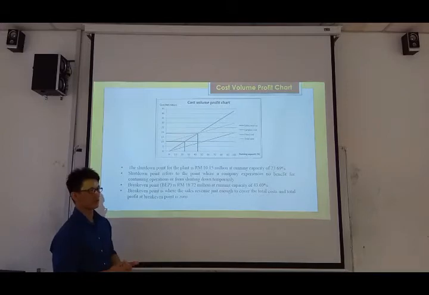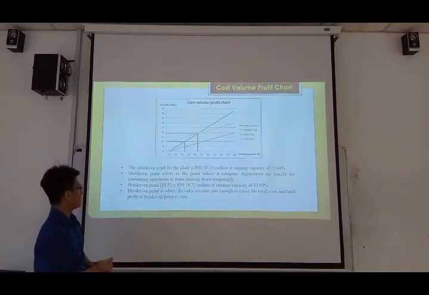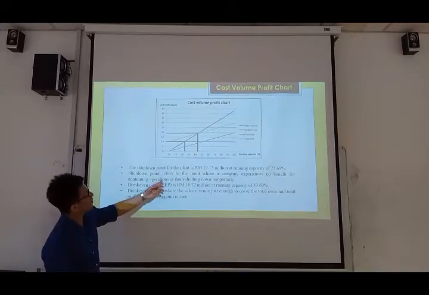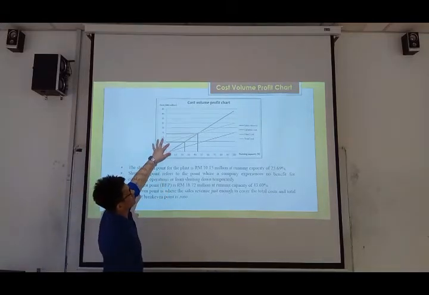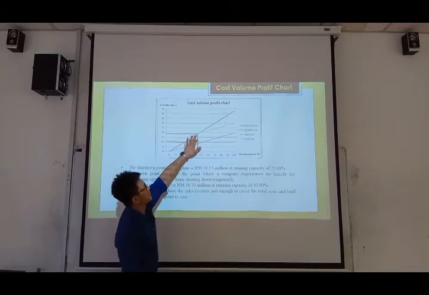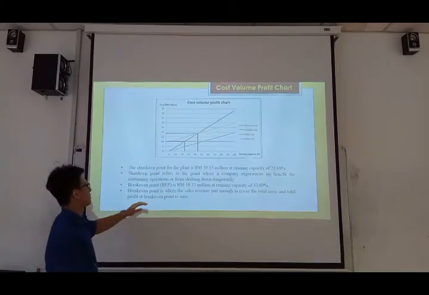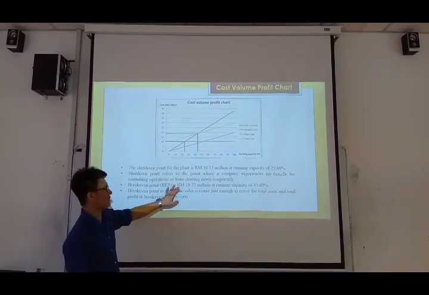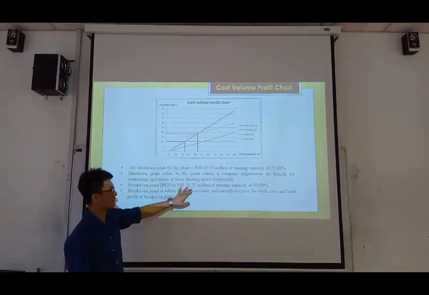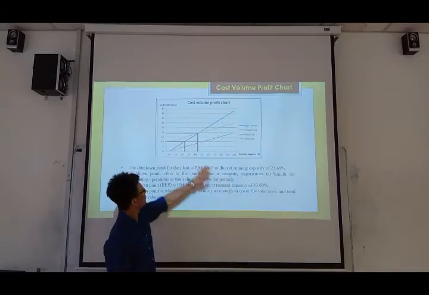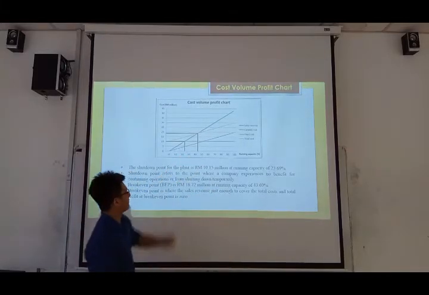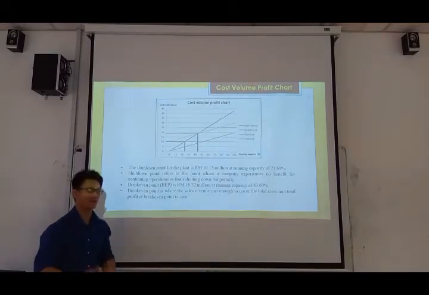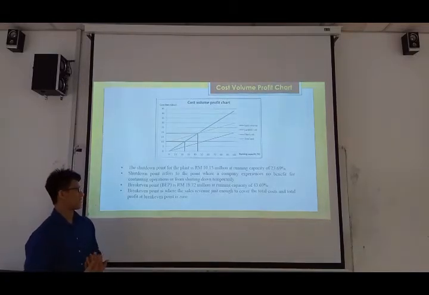from shutting down temporarily. Apart from that, the break-even point, BEP, is the intersection point of the total cost and the sales revenue as shown here. The break-even point is estimated to be approximately Ringgit Malaysia 18.72 million at a running capacity of 43.69%. The break-even point is where the sales revenue is just enough to cover the total cost and the total profit at break-even point is 0.